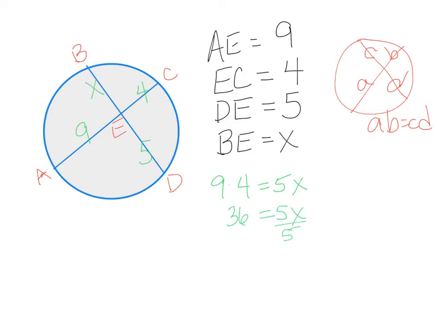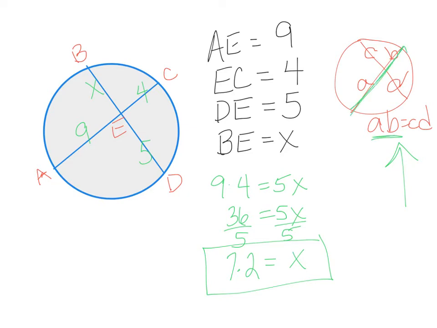Then we're going to divide both sides by 5. And so we get 36 fifths. And our decimal, 36 divided by 5 is 7.2. If I go too fast, just pause it, slow down, but make sure to use this formula when you are doing these kinds of examples. And remember, the two that you multiply together are on the same chord. And then the CD, they're on the same chord, but you multiply them together.